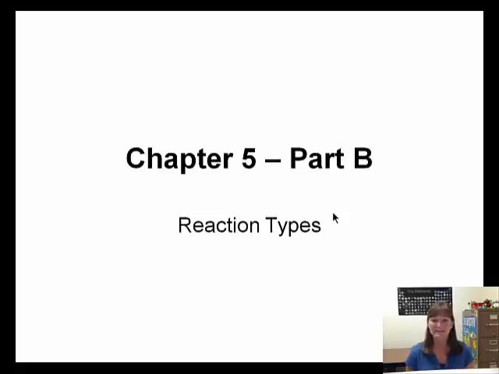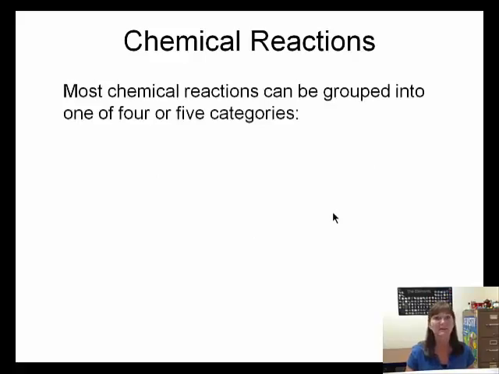So Part B is going to talk a little bit about some of the different types of reactions that we see in chemistry. Most chemical reactions can be grouped into one of these 4 or 5 categories. There's actually more, but these are some general categories that we use often. The first one is combination. I'm going to go over these. I'll just do it quickly here. I think it's good for your brain to hear it a couple times.